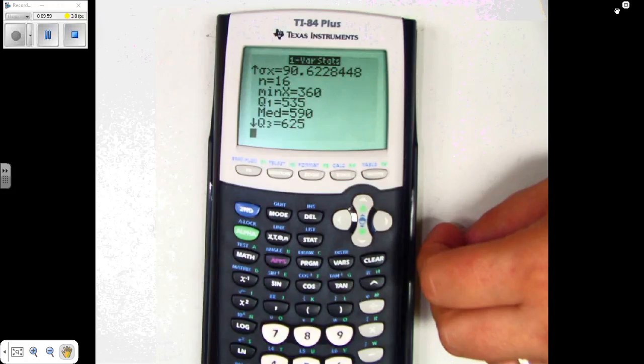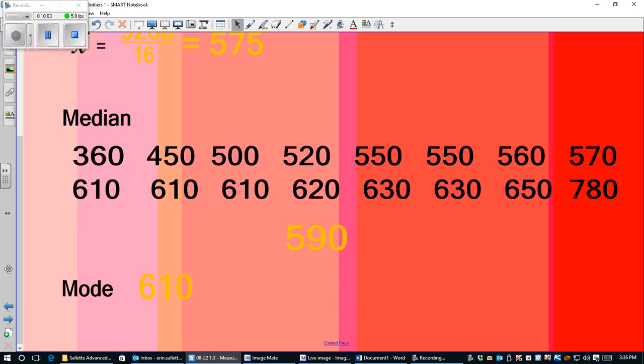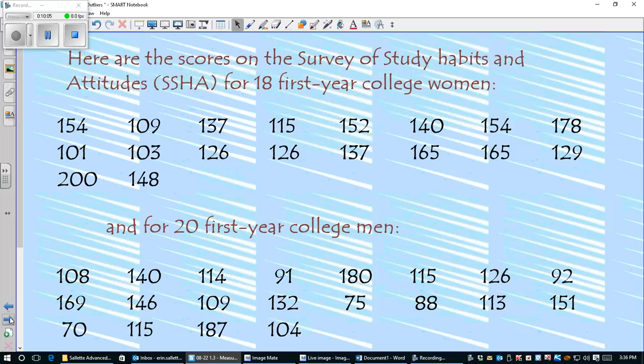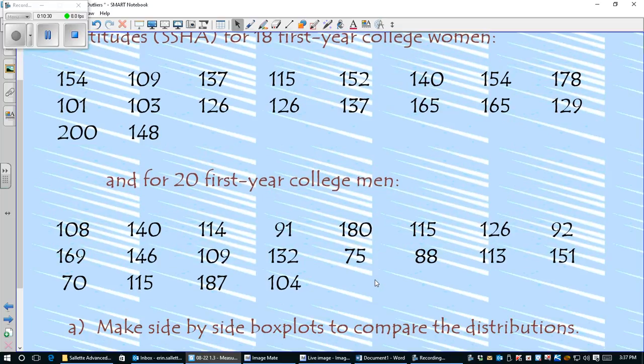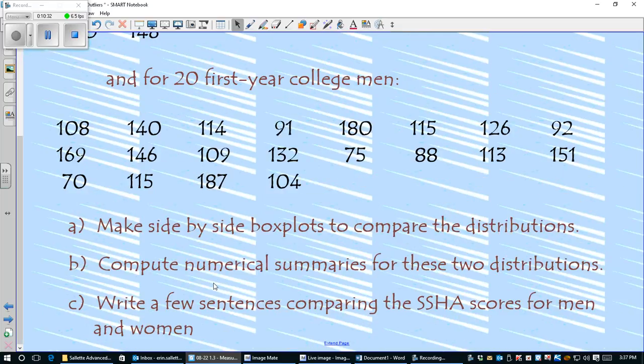Okay. The main reason I'm drawing your attention to the calculator, though, is looking at our next example. We have the scores of 18 first-year college women and 20 first-year college men. And these are the scores on what's called the SSHA, Survey of Study Habits and Attitudes. So we're going to compare the distributions of college women to college men, and we're going to use box and whisker plots. And in order to get the data that we're going to use in those side-by-side box plots, we're going to use our calculator. So I'm going to show you how to enter that into the calculator.